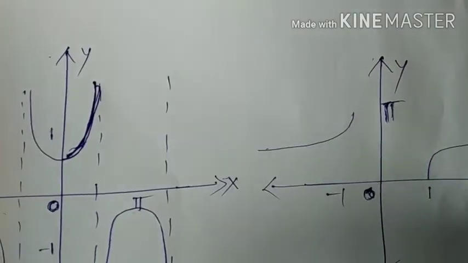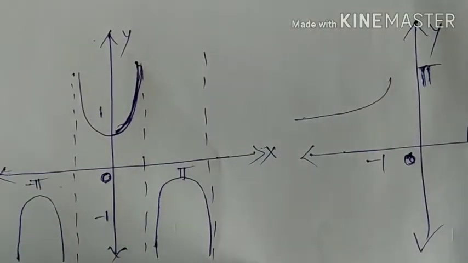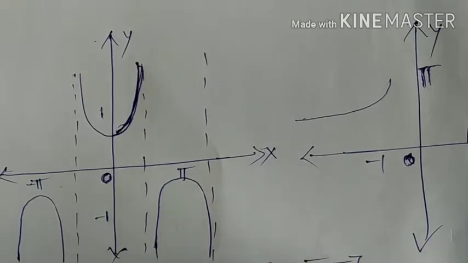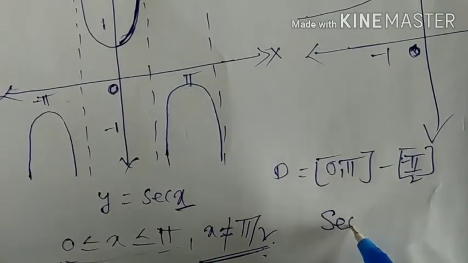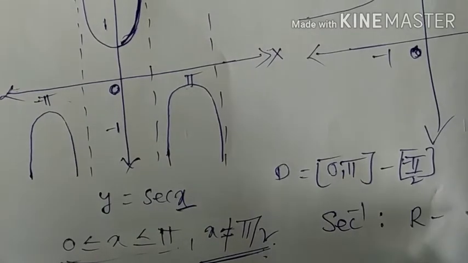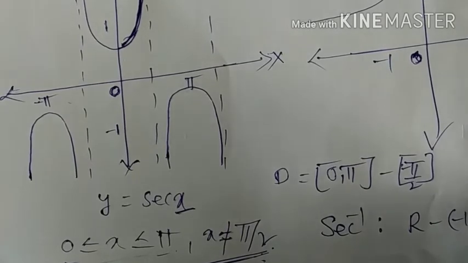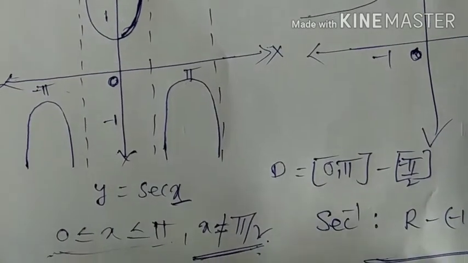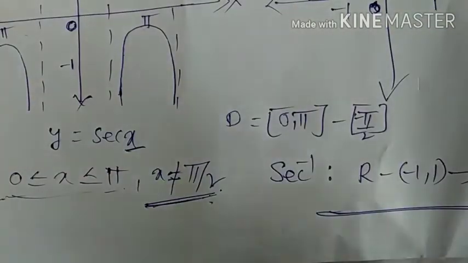Next, here if we choose the domain D equal to 0 to pi minus pi by 2, then the inverse of secant function is from R minus (minus 1, 1) to 0 to pi minus pi by 2. For these values it is satisfied. Clear? So in this way you have to draw the graph of inverse secant function.